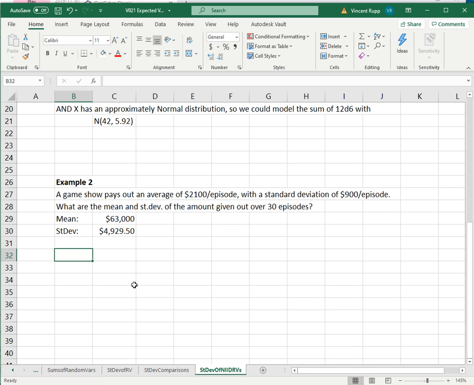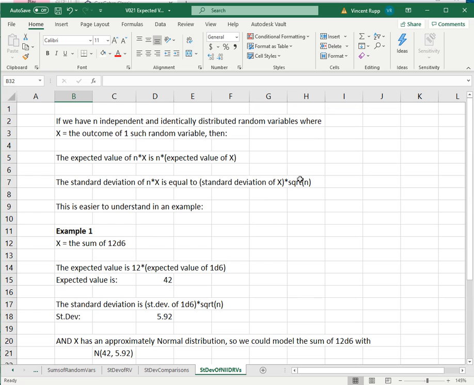And this whole idea about the square root of n showing up appears in a lot of formulas when we look at larger sample sizes and standard deviation.